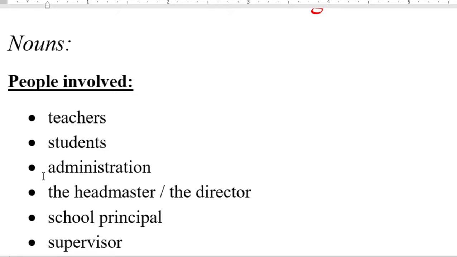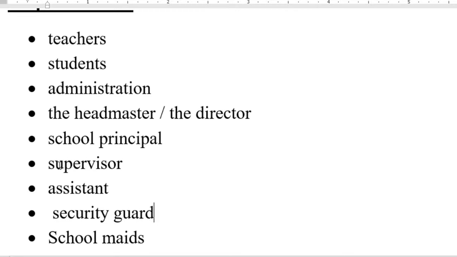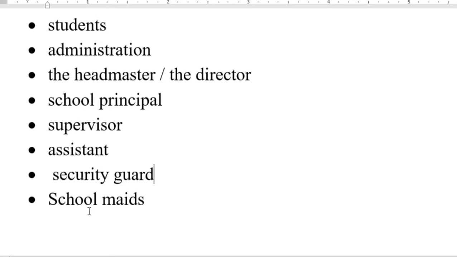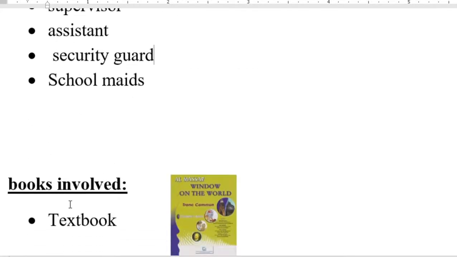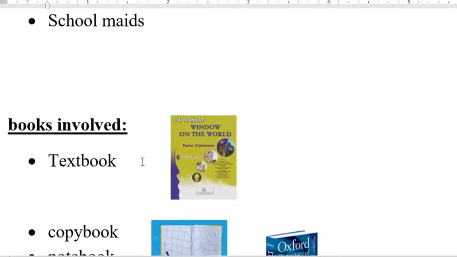Of course, you find the people who work in the administration, like the headmaster, mudir, the school principal, another supervisor, haris al-am, assistant is the katib, and also you find the people who keep the school safe and secured. We call them security guard, and of course, the people who keep the school clean. So they keep cleaning the school so that you find it clean when you go to school, right? So we call them schoolmates.